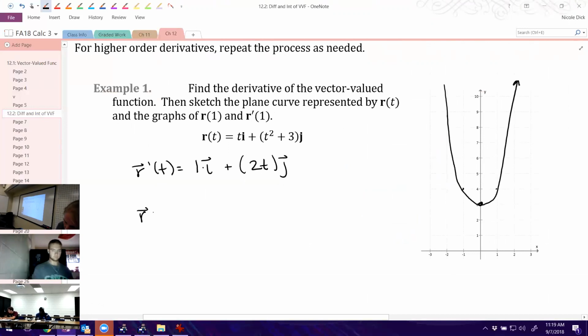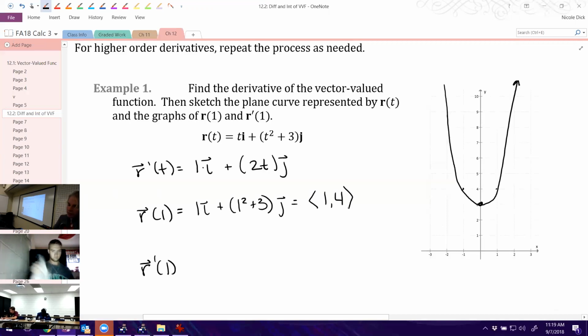Okay, all right, let's go back and add a couple things to this. So let's go back and find the value of the vector valued function at 1 and the value of the derivative at 1. So that's just substitution. Into the vector valued function, we're going to have 1 in the i direction plus 1 squared plus 3 in the j direction. Now I'm going to go to component form. It's much less stuff to write. So it's vector 1, 4. If I plug a 1 into my derivative, it's going to give me 1 in the i direction, plus 2 times 1 in the j. So vector 1, 2.